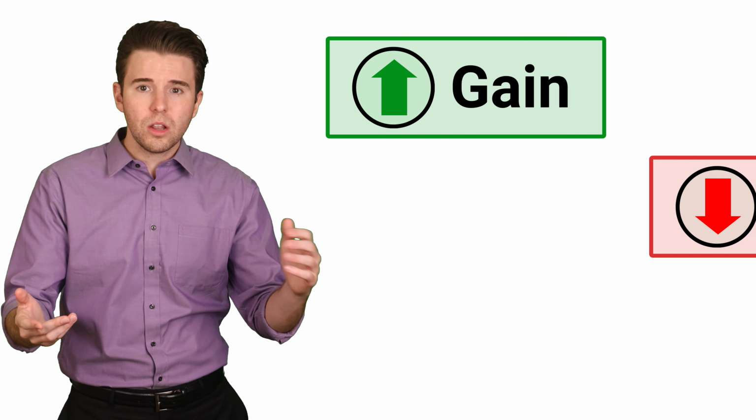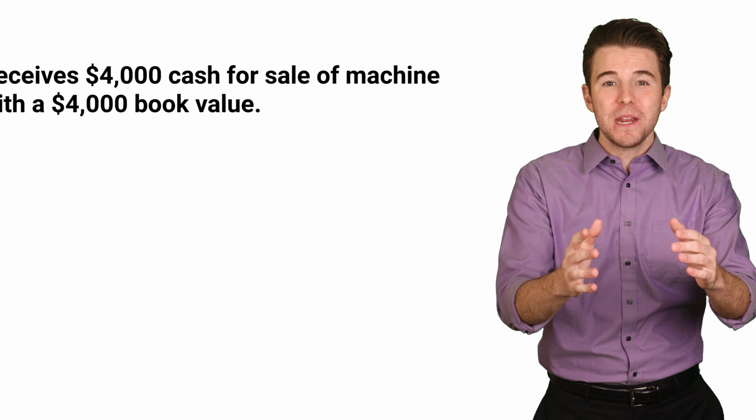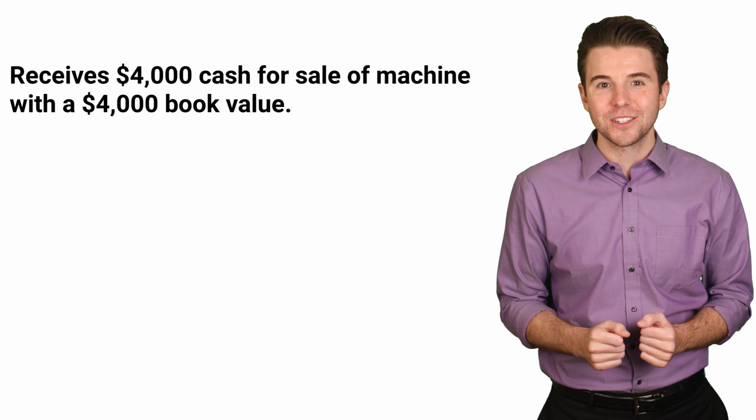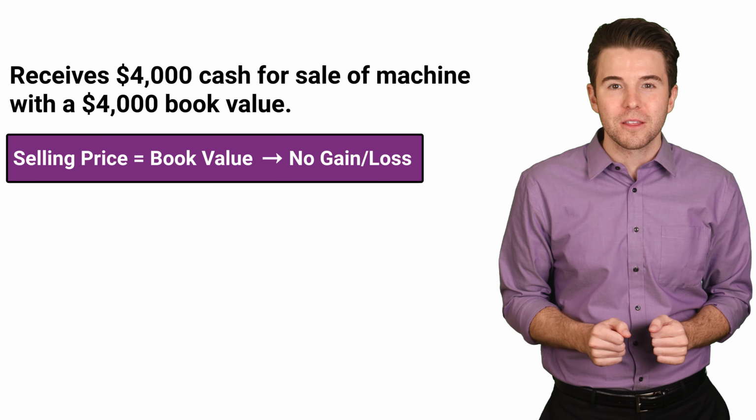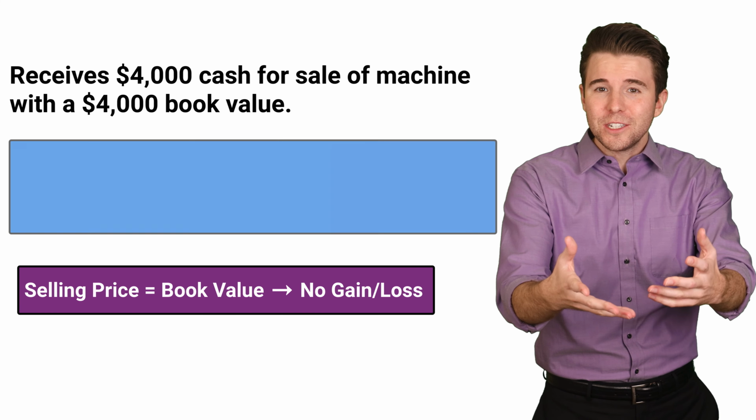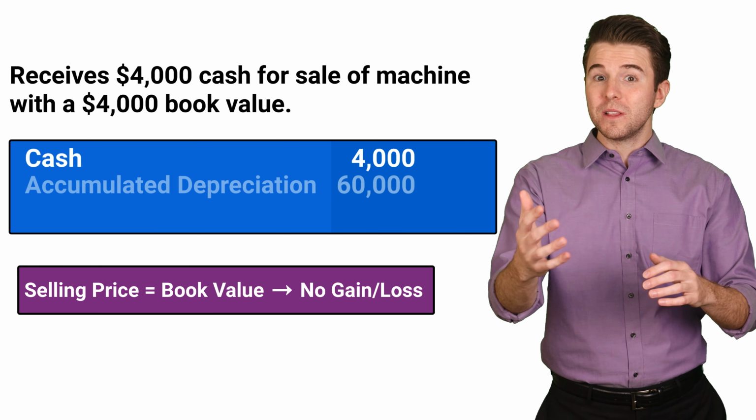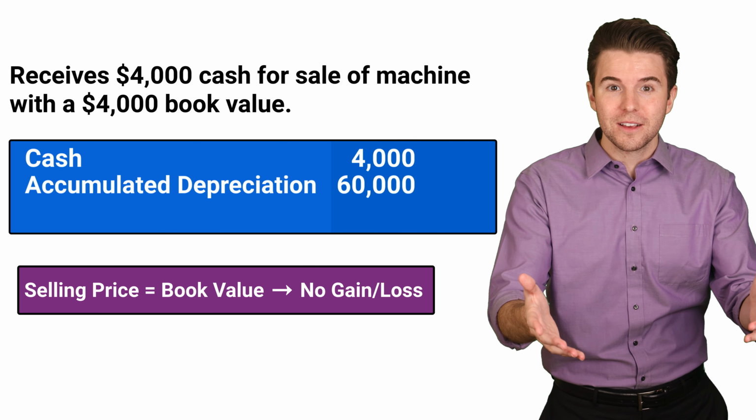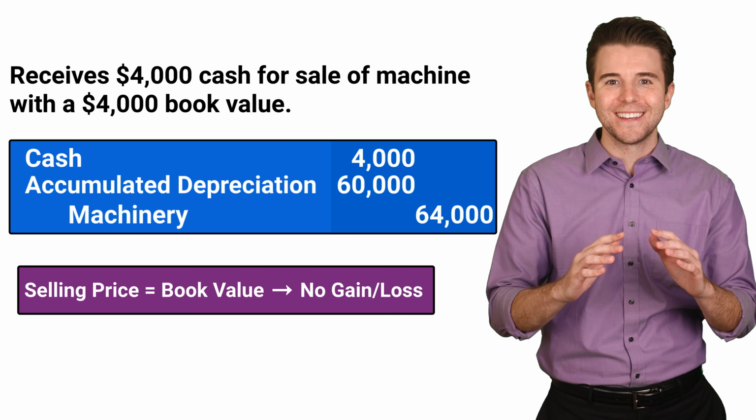And the entry for the sale depends on whether the sale was made for a gain, a loss, or at book value. If the company receives $4,000 cash, which is the same as the machinery's book value as of September 30th, no gain or loss is recorded. In this entry, we debit cash for $4,000, debit accumulated depreciation for $60,000, and credit machinery for $64,000.